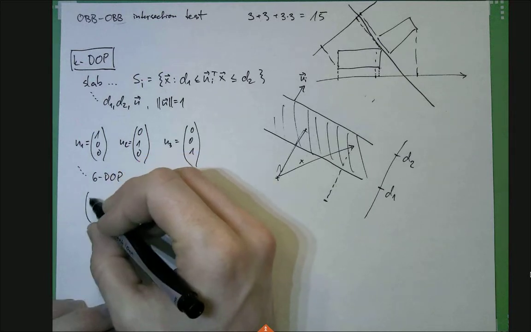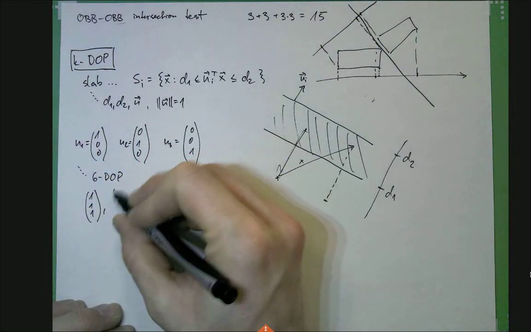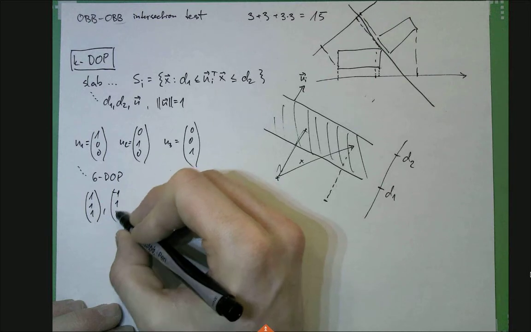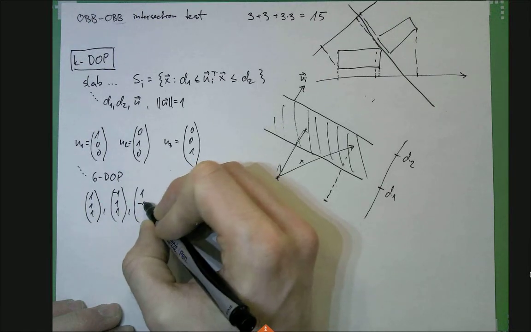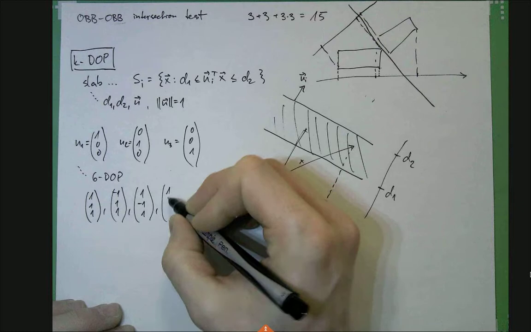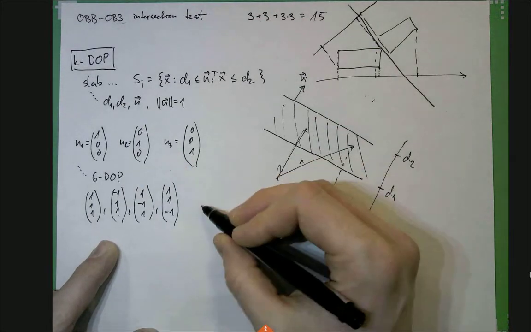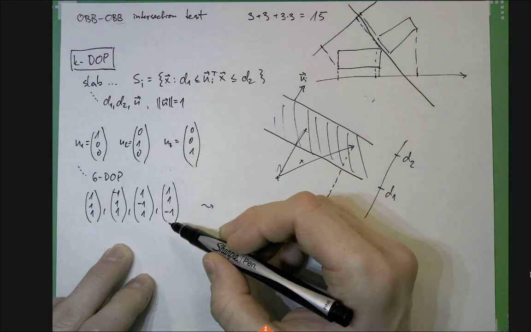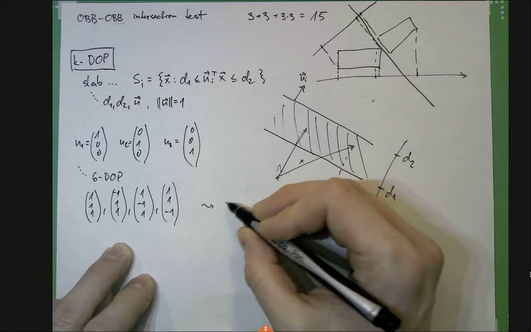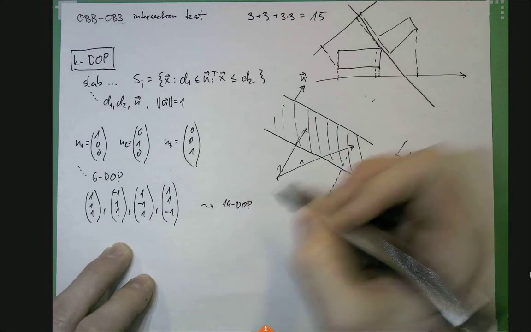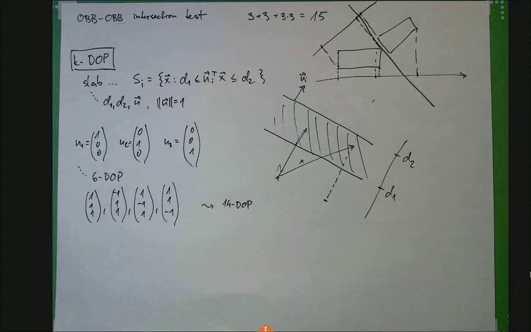You could set the normals from this set. Again, I assume we are in 3D. So add these four more normals. With the original 3, that would lead to 3 plus 4 is 7, times 2. That would be a 14-DOP. Do you know what these 4 would do? They essentially correspond to cutting corners.